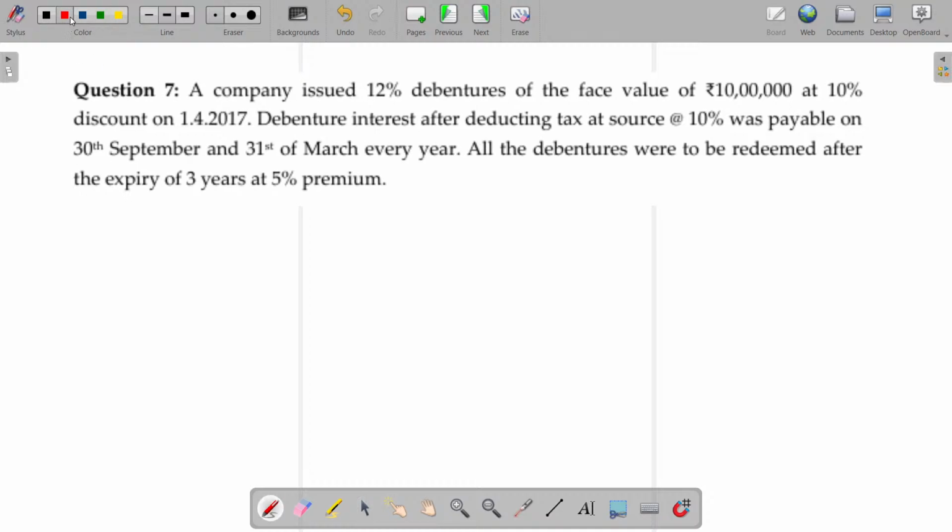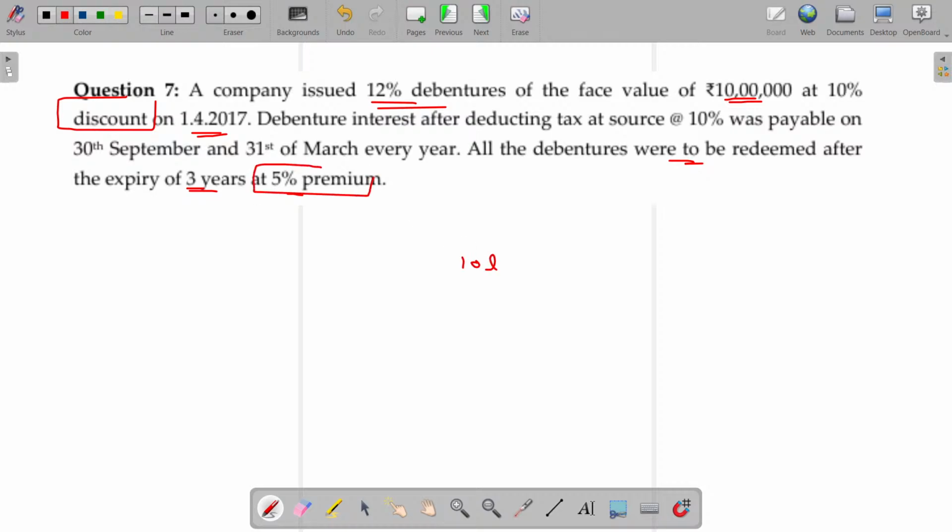Seventh question. A company issued 12% debentures of face value rupees 10 lakhs at 10% discount on 1/4/2017. All the debentures were redeemed after the expiry of 3 years at 5% premium. Issue at what? Discount. Redeem at premium.